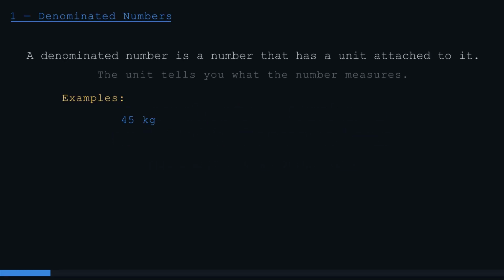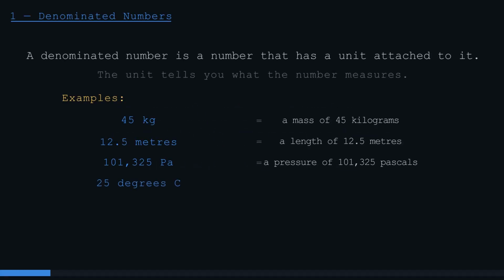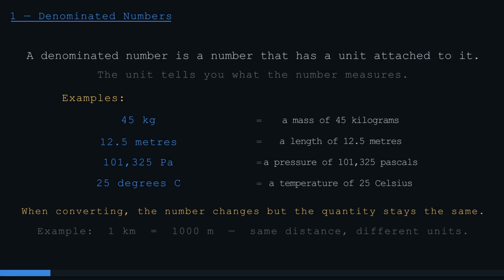A denominated number is a number with a unit attached: 45 kilograms, 12.5 meters, 101,325 pascals, 25 degrees Celsius. The key principle is that when you convert between units, the actual quantity does not change, only the way you express it.